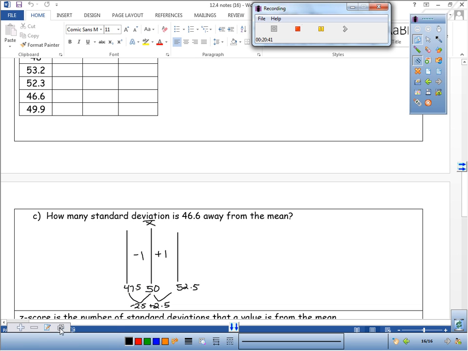Any questions? So you keep doing this. So from here, I'm going to add 2.5 again. And that's going to give me 55. And make my line a little bit shorter. And this is plus 2 standard deviations away from the mean. Do the same thing on this side, but we're going to subtract the 2.5. That's going to give me 45.